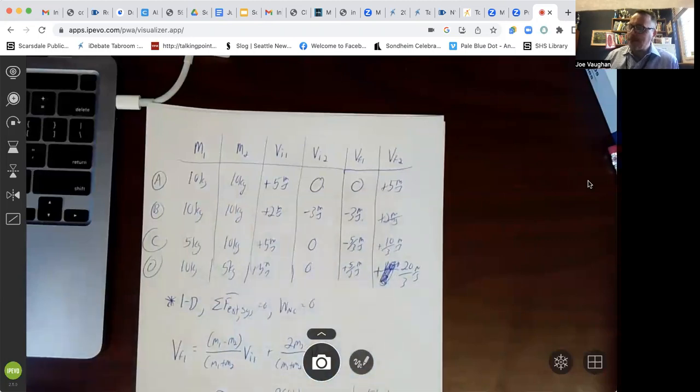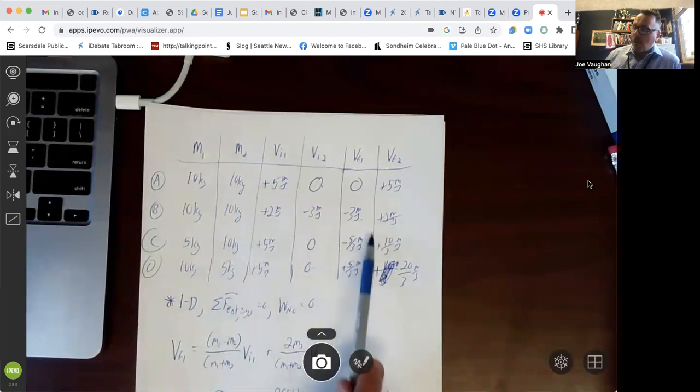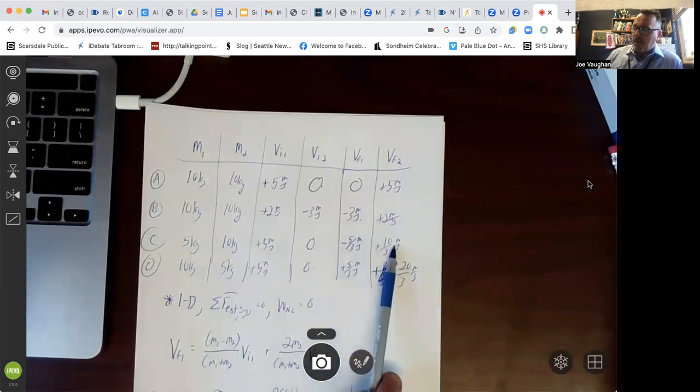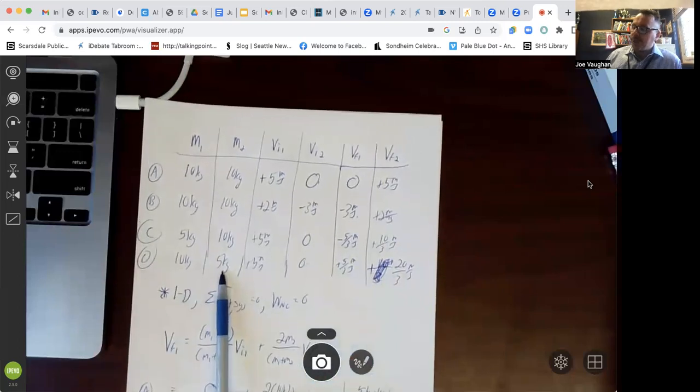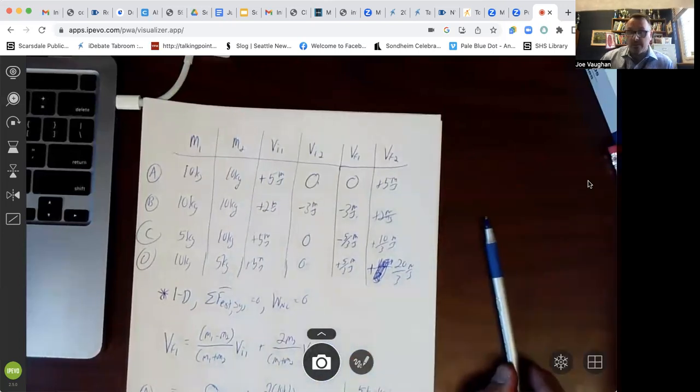That's kind of crazy. Notice here when the small thing hits into the big thing, the small thing bounces back and the big thing moves forward. When the big thing hits into the small thing, the big thing continues forward and the small thing goes forward but quicker, right? So some things that happen should physically make sense.